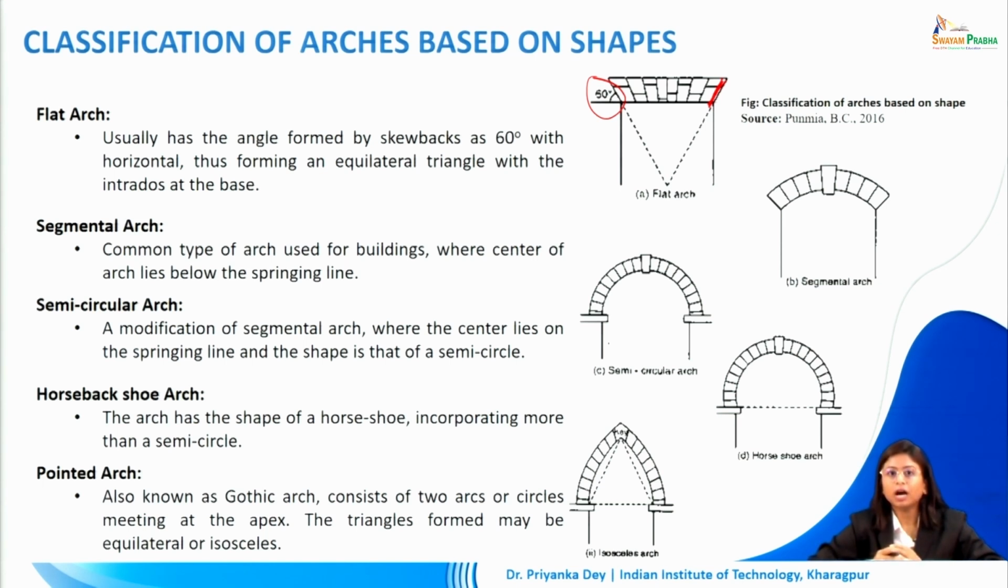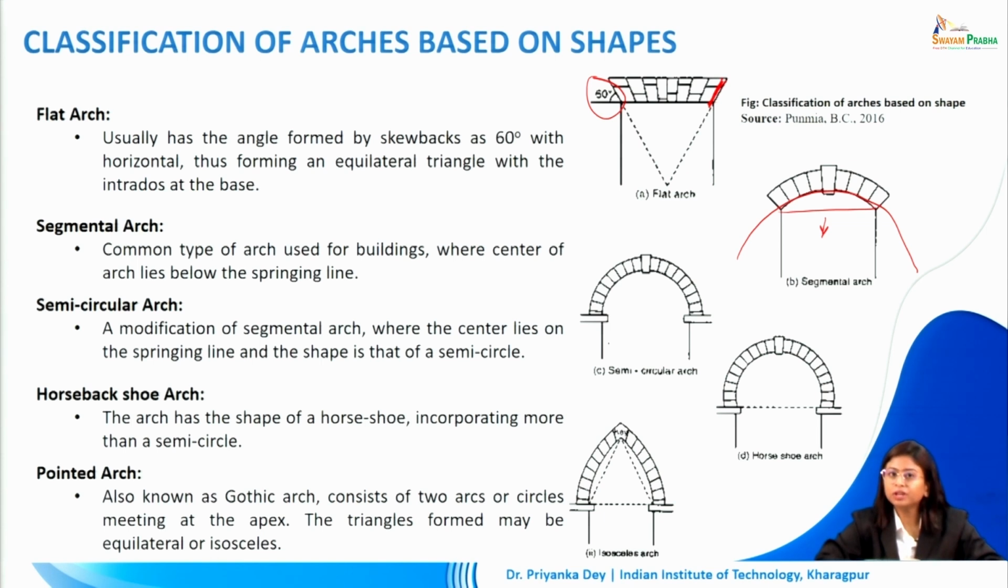The segmental arch is a common type of arch used for buildings whose center of arch lies below the springing line. This is the springing line. The segmental arch's center has to lie somewhere below it. What does this mean? It means that this is only part of an arc. It is not a semicircle, or it is not such that the springing line and the center will come closer. It will only be a part of a larger arc.